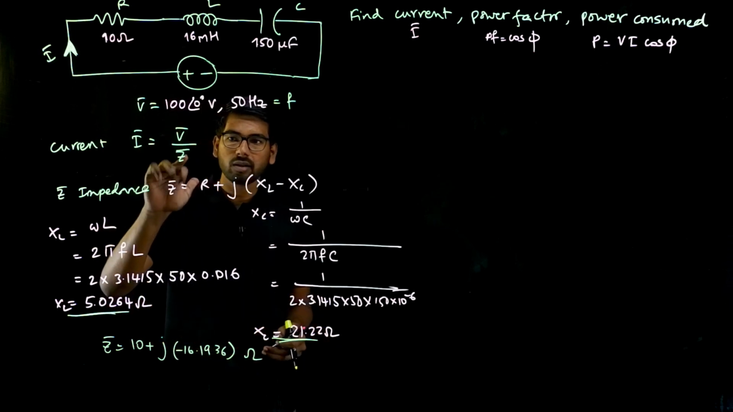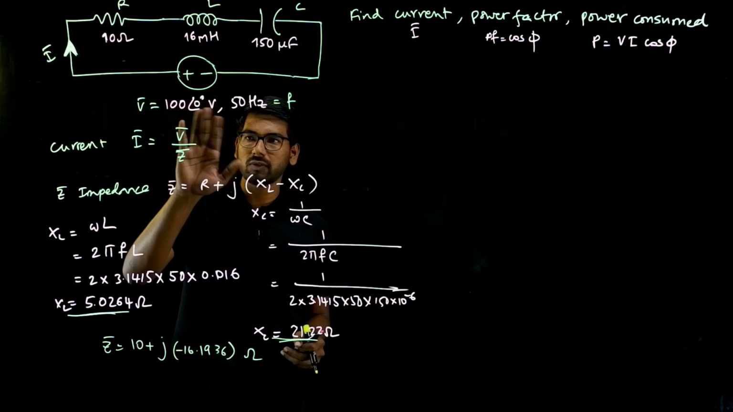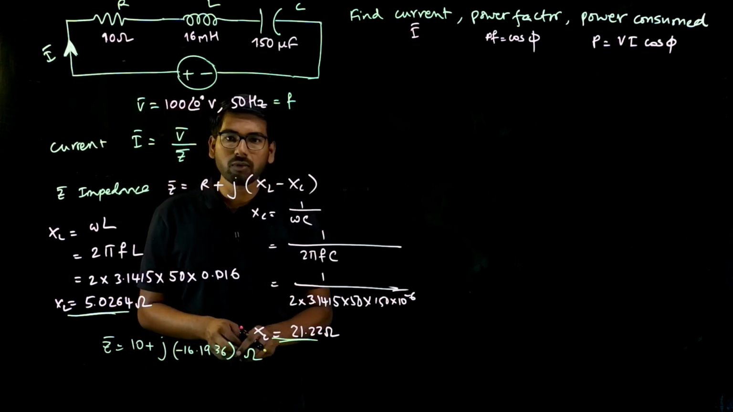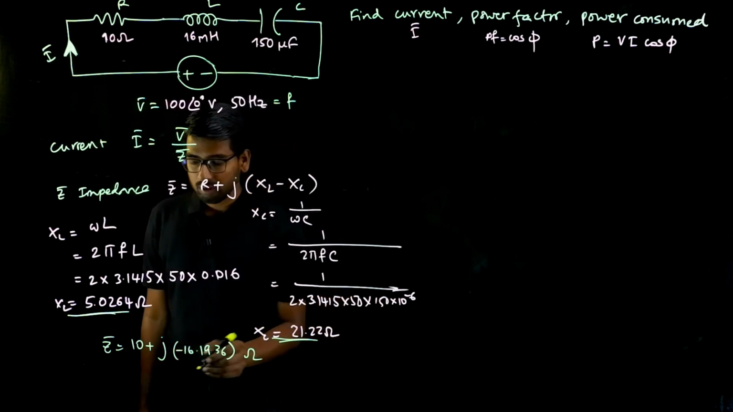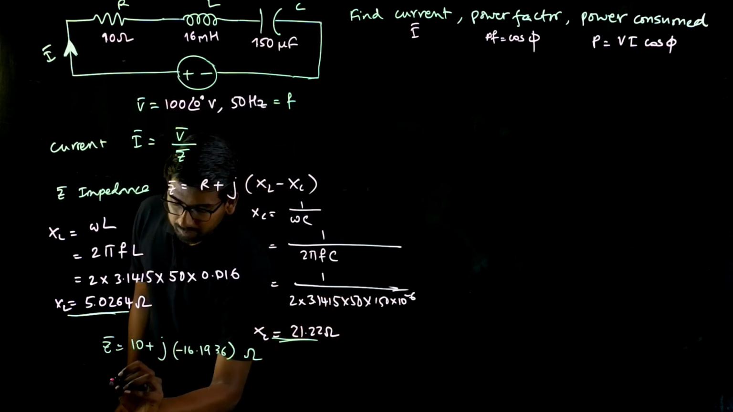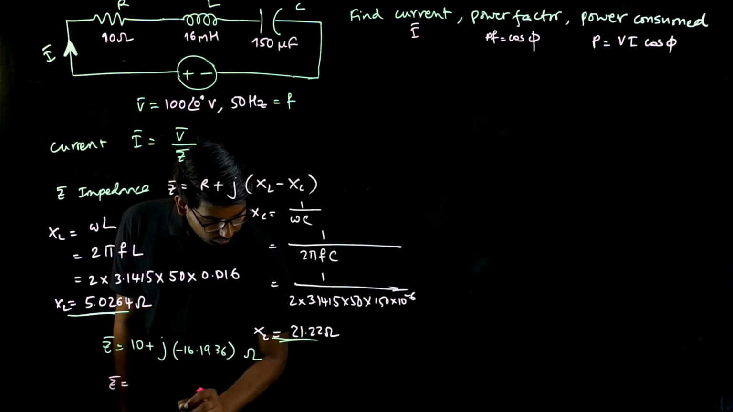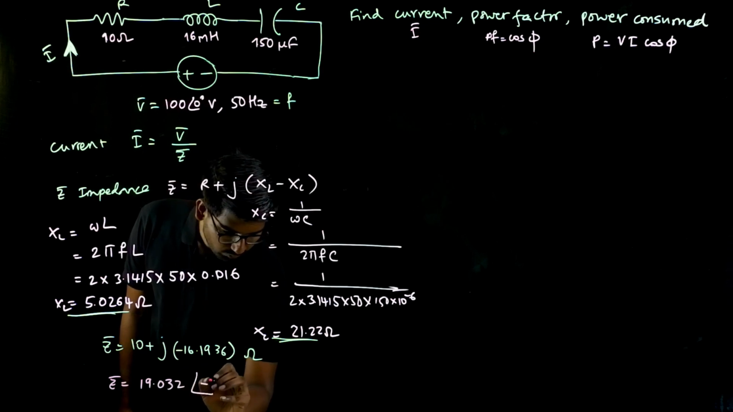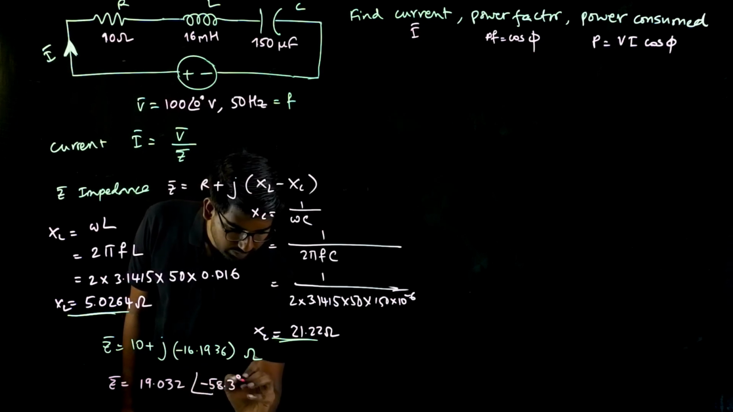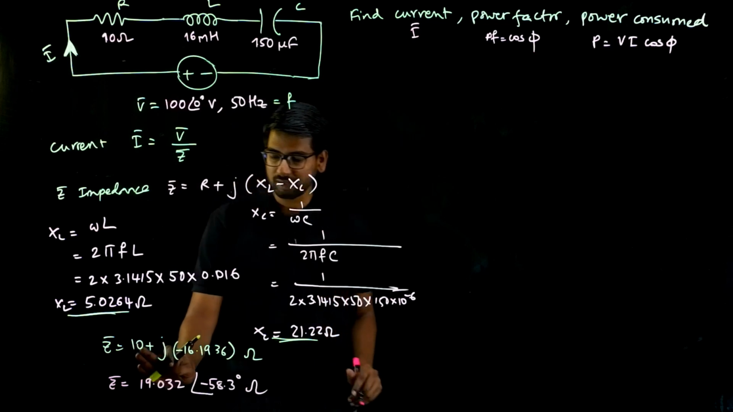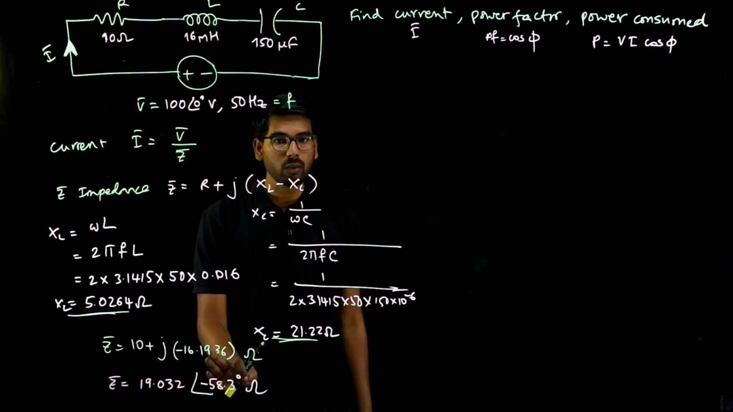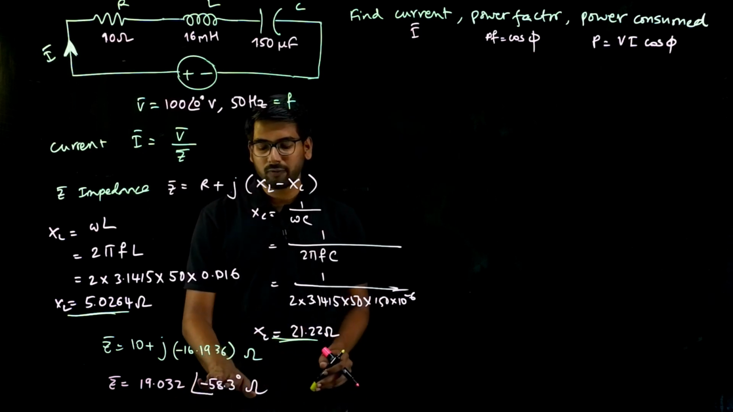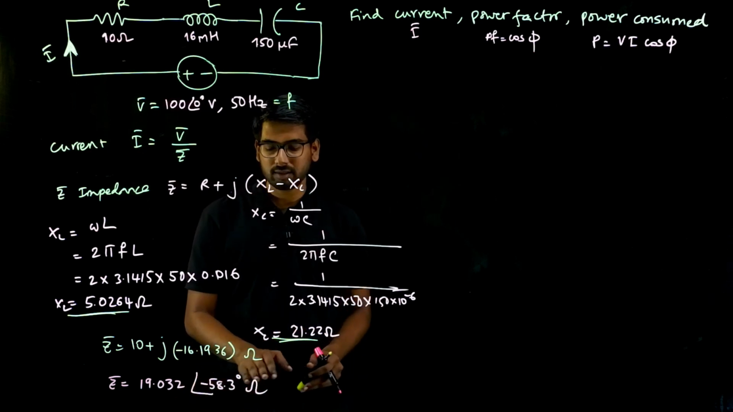If you want to divide, both should be in polar form. V is already in polar form, 100 at 0 degrees. We need to convert this Z bar into polar form. You can use the calculator directly. Z bar in polar form will be 19.032 at an angle of minus 58.3 degrees ohms. It is the same value as 10 plus J into minus 16.1936 ohms.